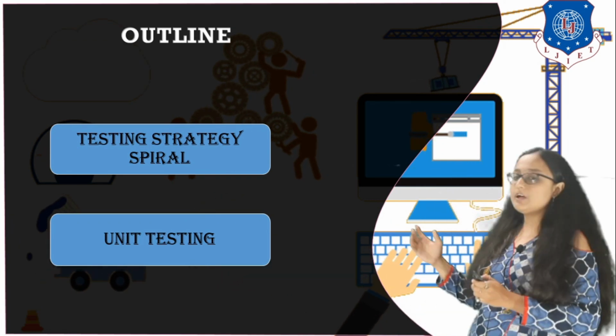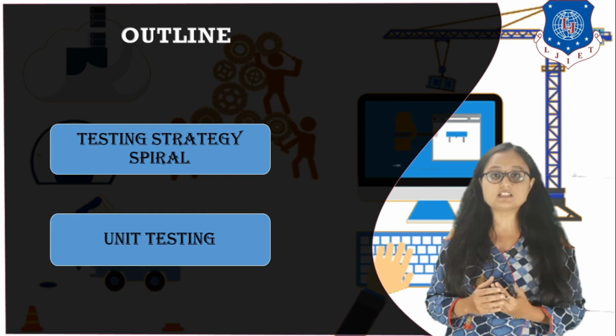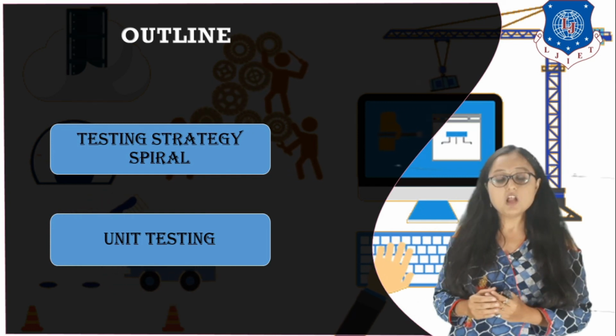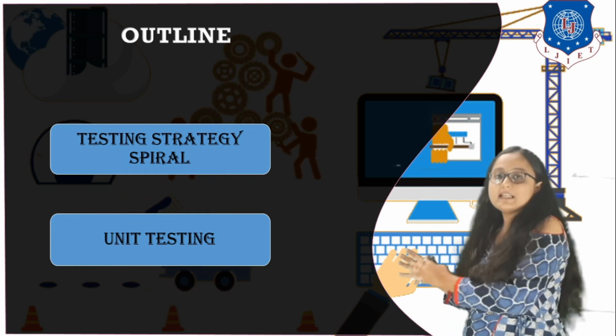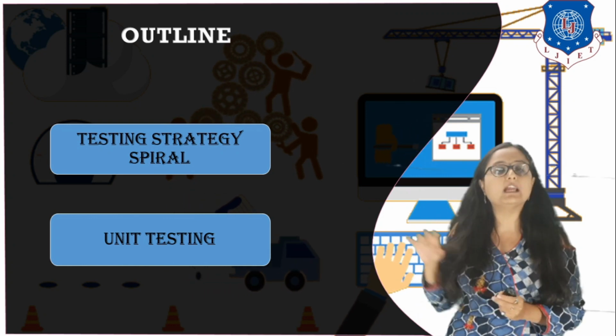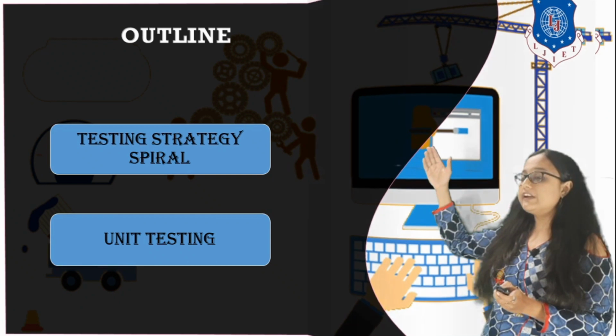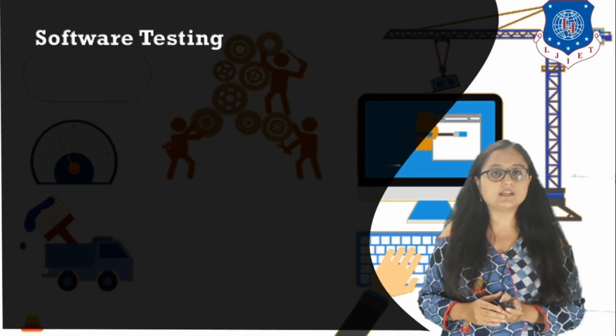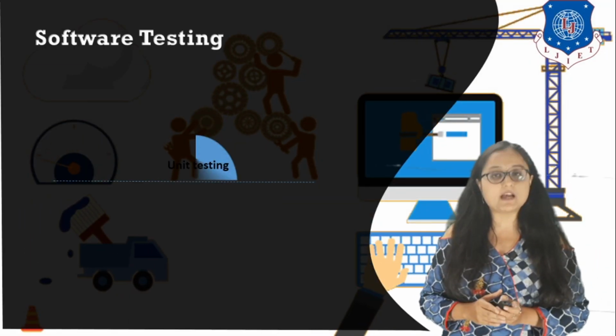Now what do you mean by unit testing and what happens in unit testing, that we are going to see in detail, but unit testing is one of the testing strategies that we are going to see in today's lecture. So let us quickly jump to our first topic, that is the software testing spiral.